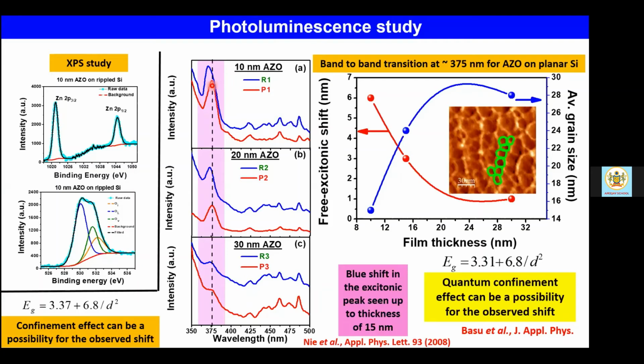And a confinement effect can be a possibility for the observed shift, but remember, this is not silicon. This is aluminum doped zinc oxide. This is a possibility. I am now going to share with you mostly the possibilities of what one can do with the help of these patterned substrates.